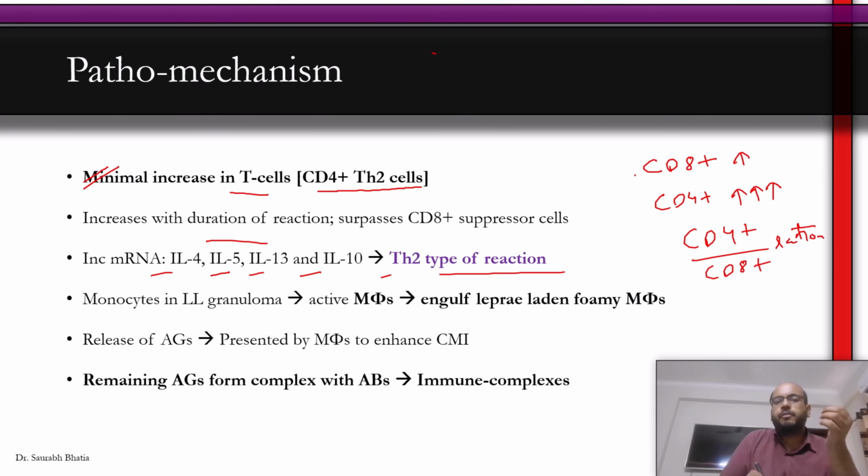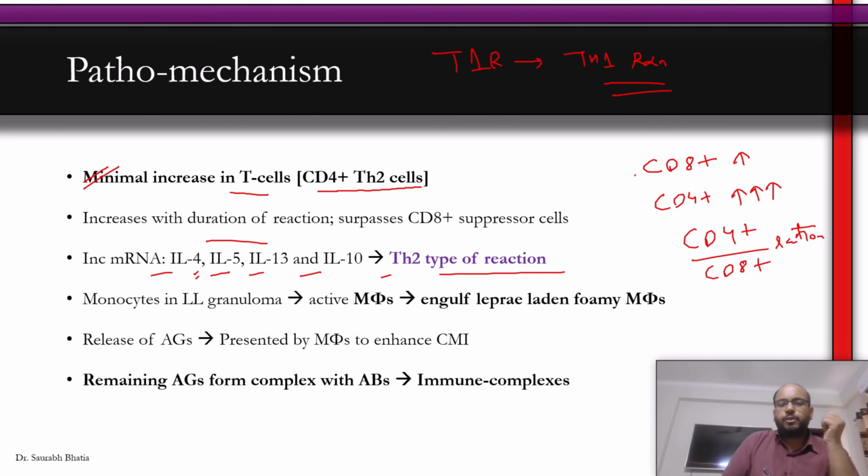Remember, type 1 lepra reaction was a Th1 reaction. And type 2 lepra reaction is a Th2 type reaction. Interleukin 4, 5, 13, these are all Th2 cytokines. Okay.